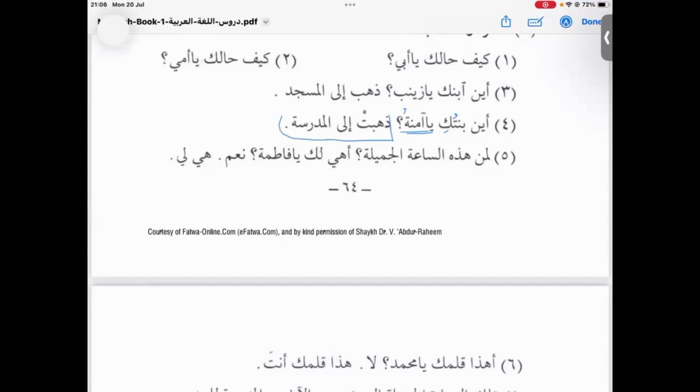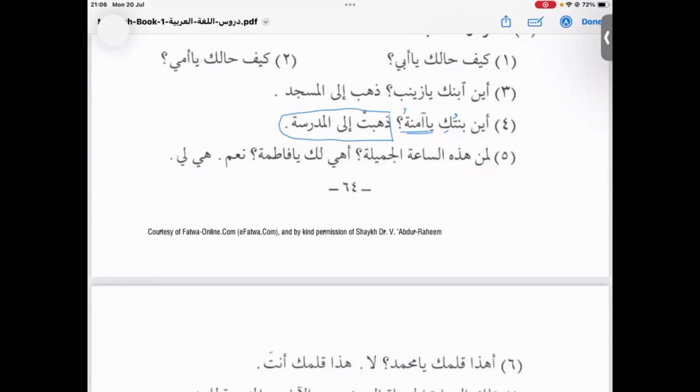Next question. Aina bintuki. Why am I reading it bintuki? Because I'm speaking to Amina. Aina bintuki, ya Aminatu. Bintuki, bintu and ki. Two words, bintu and ki. Where is your daughter, oh Amina? Dhahabat ila al-madrasati. What does that mean? She went to the school.